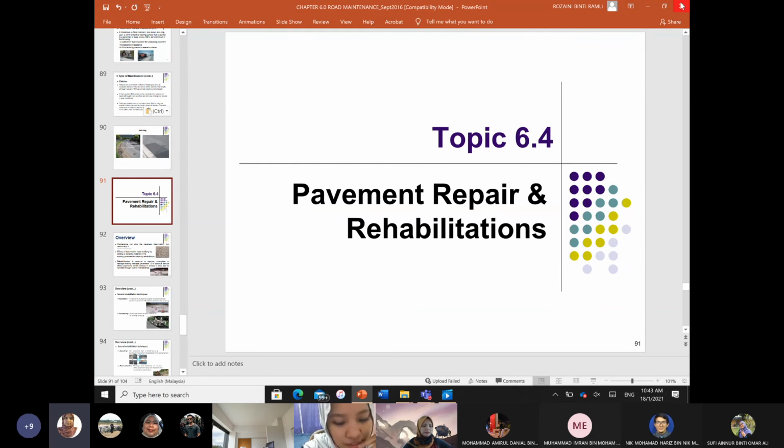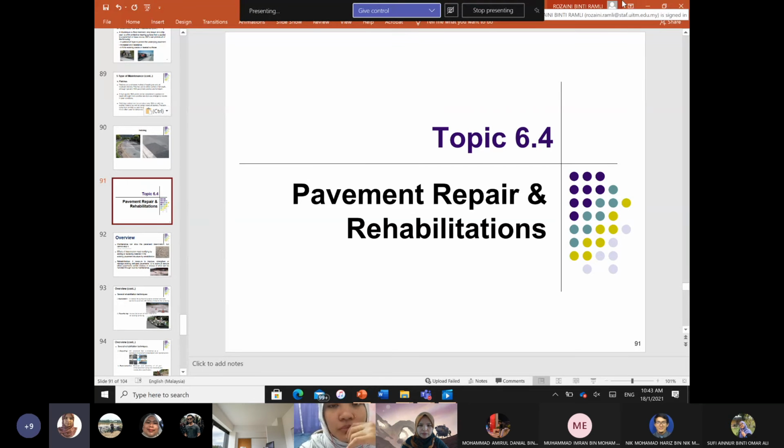So if we look at the term, maintenance is to slow down the rate of deterioration, to slow down the rate of damage. That is the definition of pavement maintenance. But the definition of pavement rehab is an act of repairing those deterioration processes. When your road is already damaged and cannot be maintained anymore, you need to go for rehab, right?